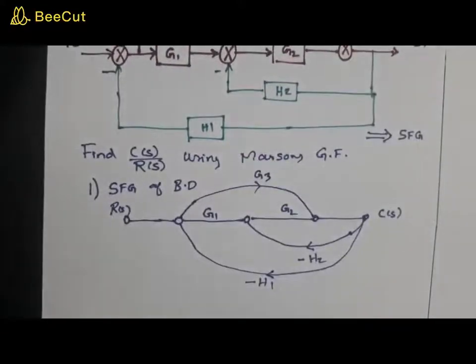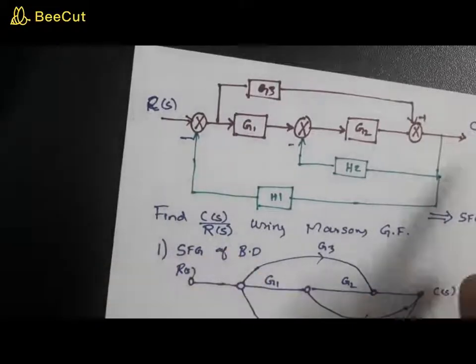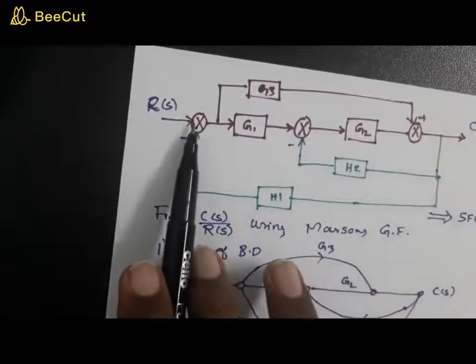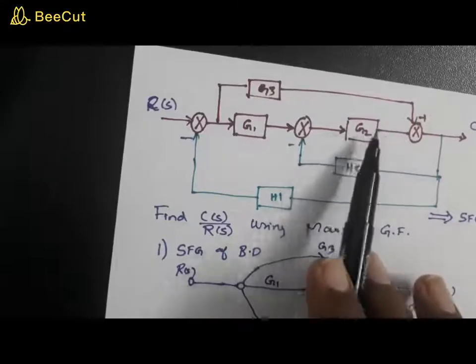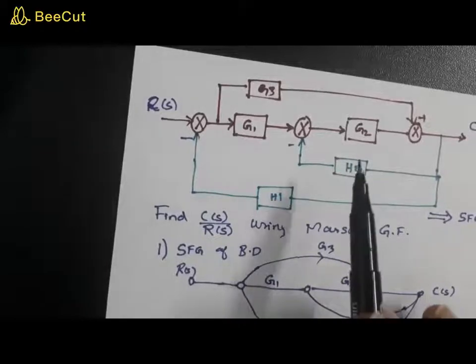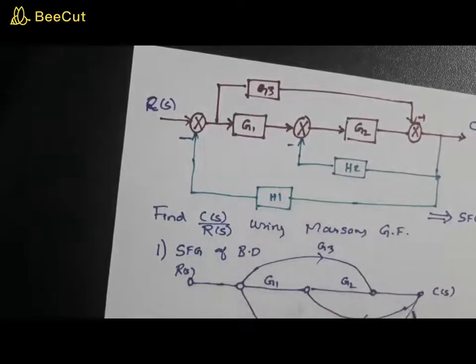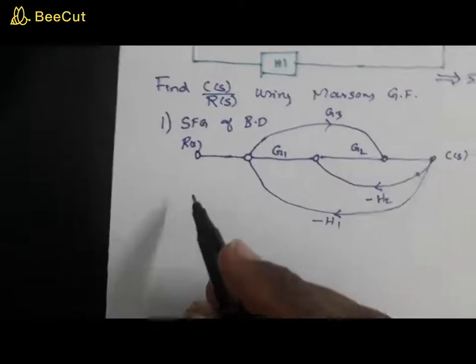As I repeat once again, you need to change the input point and output point to nodes. All the summing points have to be replaced by nodes, and all the blocks are to be replaced by a line, upon which you need to write the transfer function. From here on you will call this the transmittance. Now let's move on to the next step.